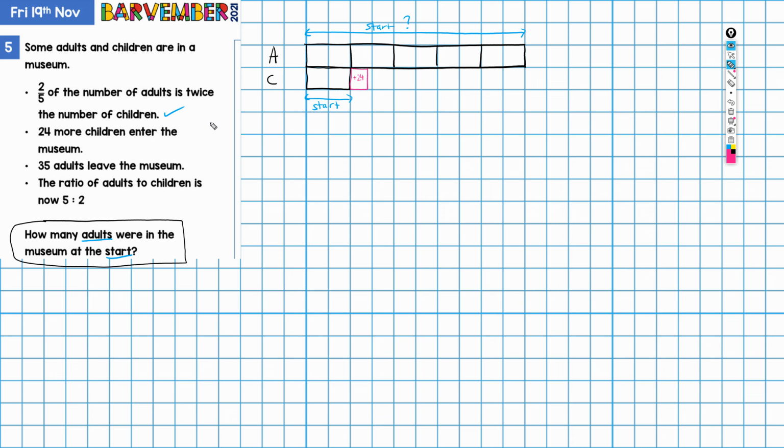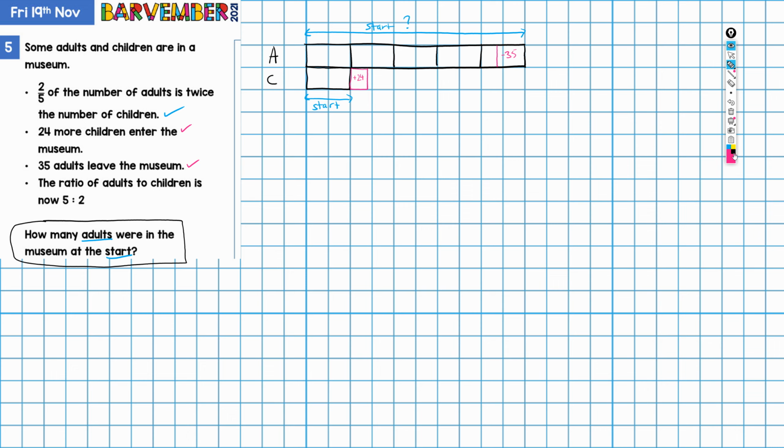And I know that 35 adults leave the museum. Well, again, I don't know how big that might be. Let's say that could be there. So this is 35. So we've got 35 adults leaving the museum. So that's that bit of information and that bit of information. But here we get the ratio of adults to children is now 5:2.